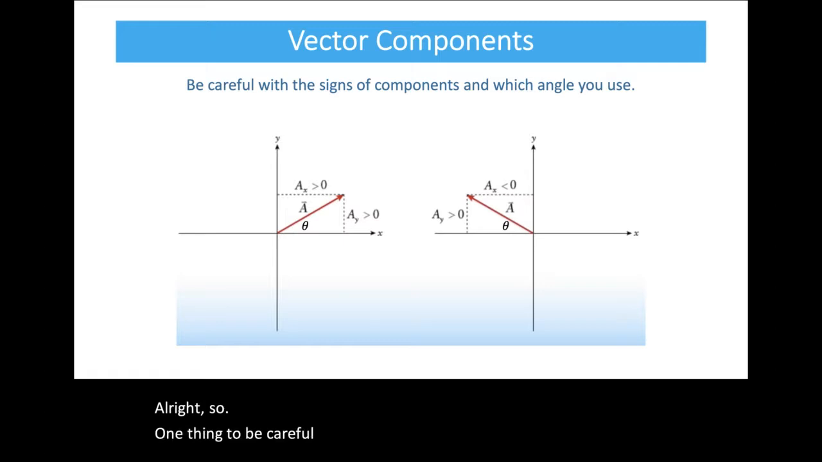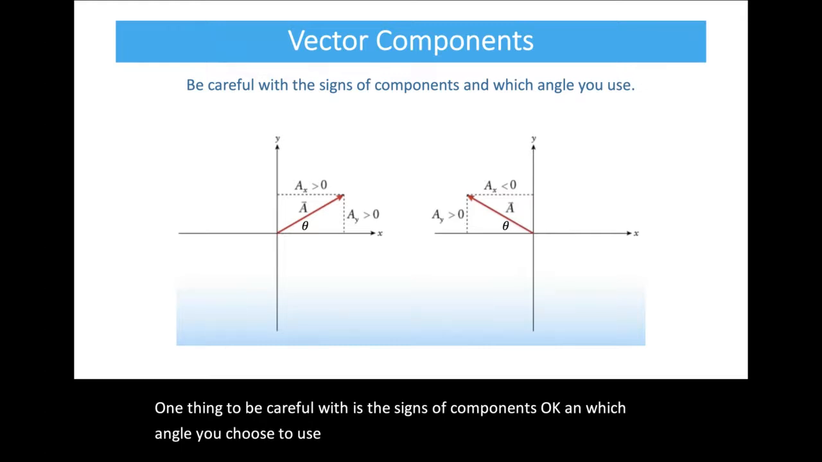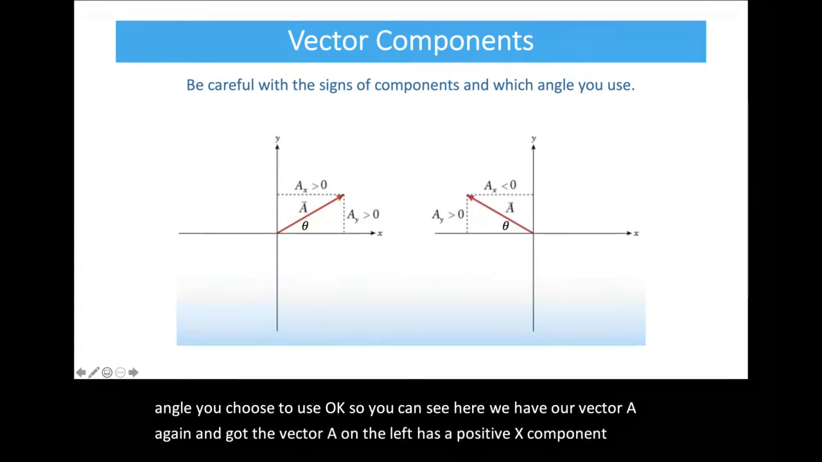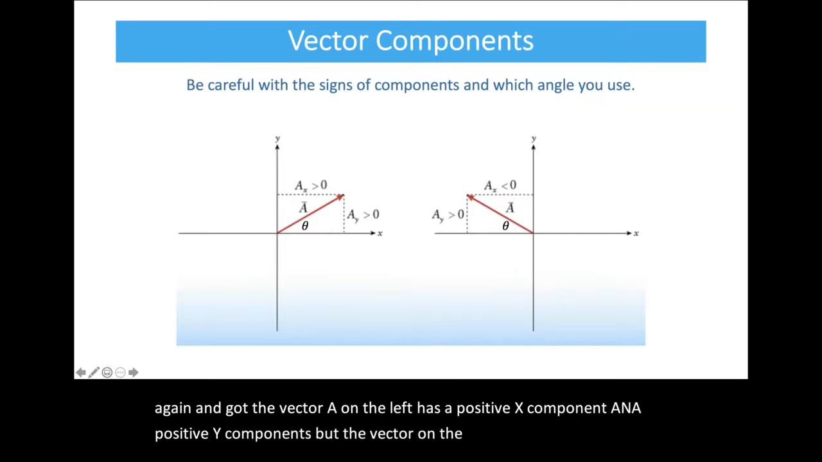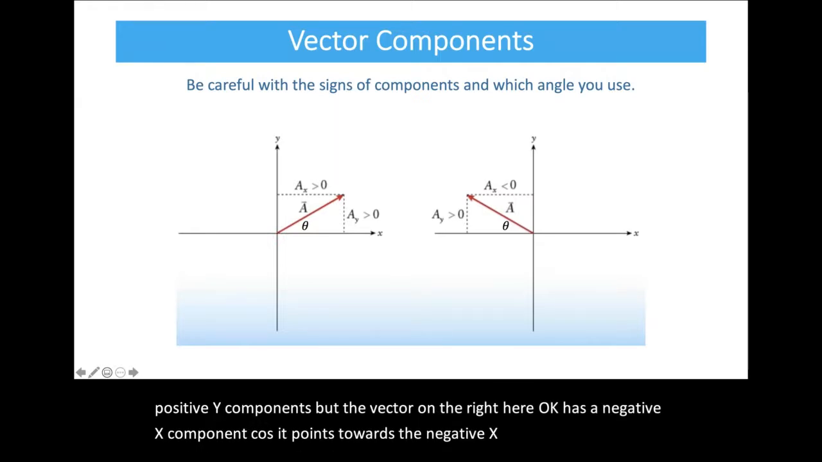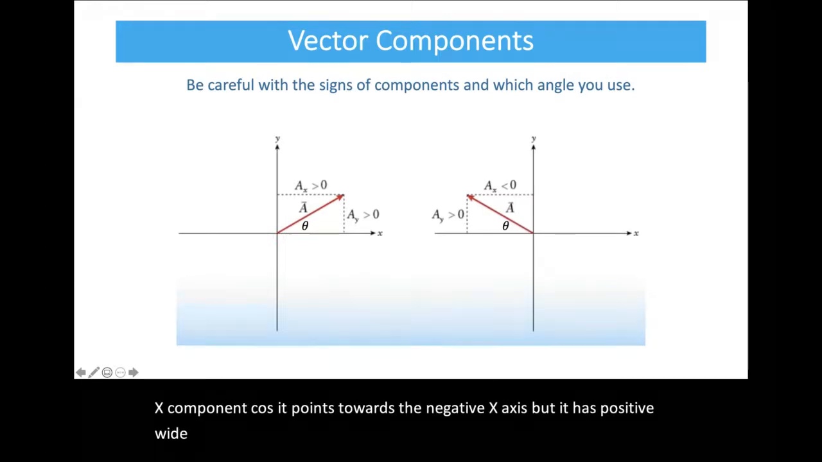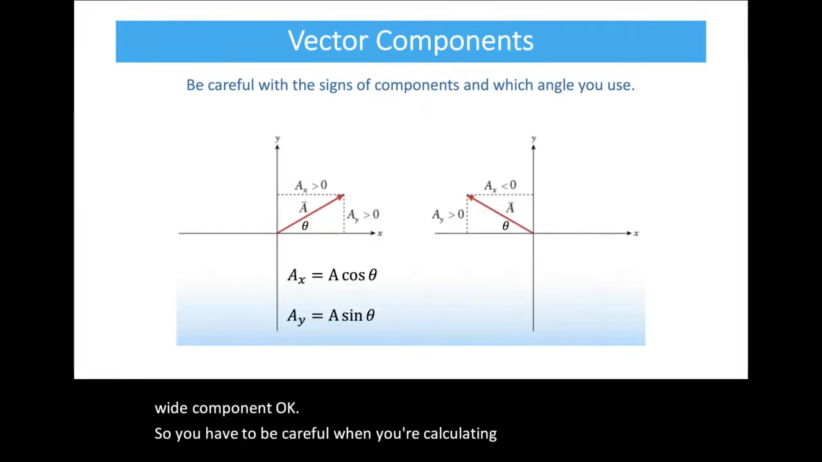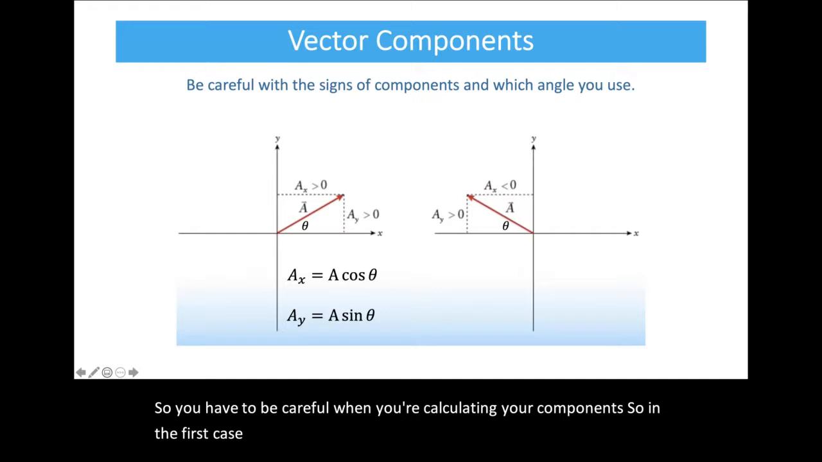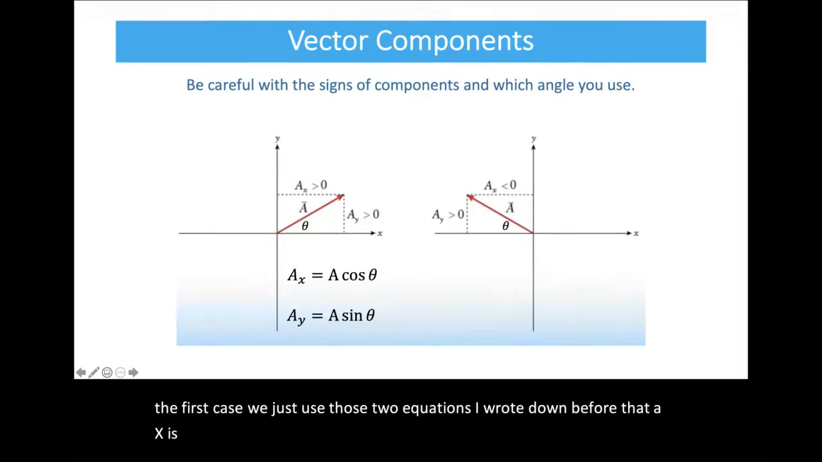All right, one thing to be careful with is the signs of components, and which ones you choose to use. So you can see here, we have our vector A again, and the vector A on the left has a positive x component and a positive y component, but the vector on the right here has a negative x component because it points towards the negative x-axis, but it has a positive y component. So you have to be careful when you're calculating your components. In the first case, we just use those two equations I wrote down before, that ax is A times the cosine of theta, and ay is A times the sine of theta.